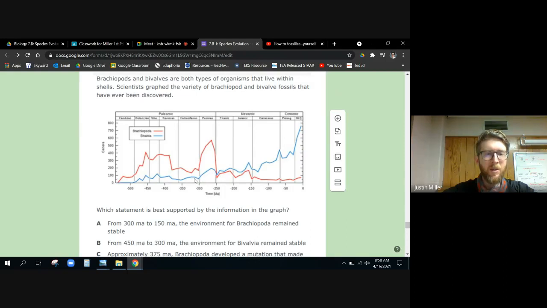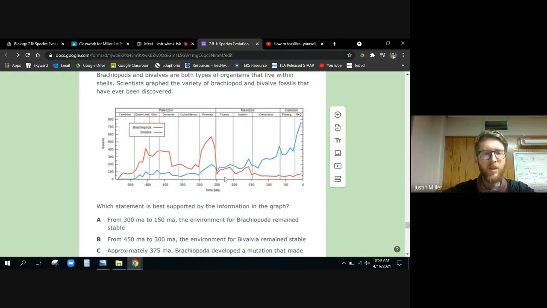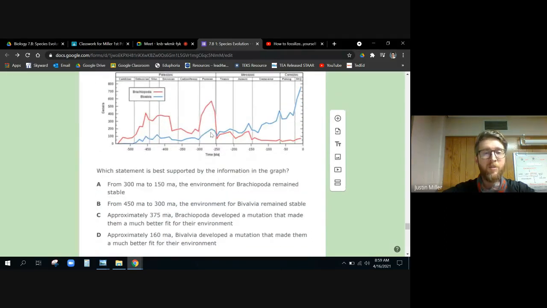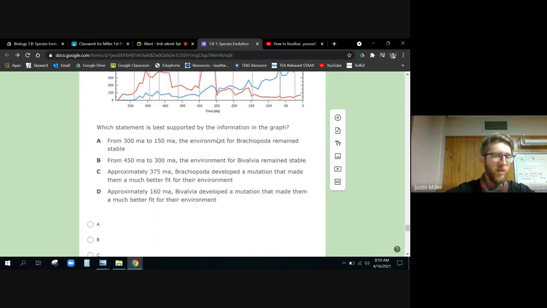It's about the same. The number of species for the blue line is about the same, and that is for 150 million years. And that's what B says. From 450 million years ago to 300 million years ago, the environment for this species, the blue one, stayed the same because the number of species stayed about the same. So their environment must have been very stable.